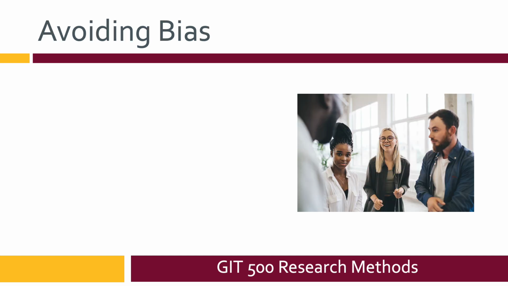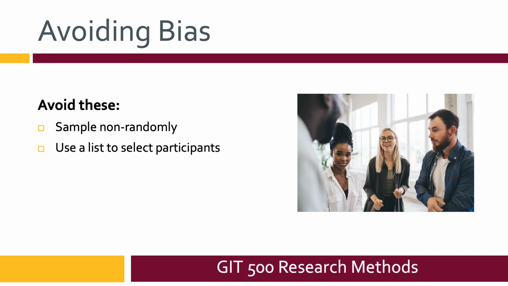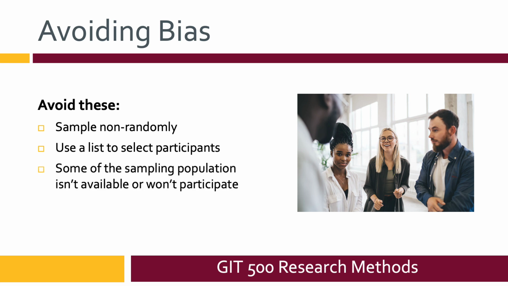It's very important, again, to avoid having bias in your sample selection. So try to avoid doing these things. Don't sample non-randomly. Try to sample randomly unless your research project really needs specific people. Don't use a list of people to select participants, because you shouldn't have names, you shouldn't have identifying information. You just want whoever, right, that fits into that population.